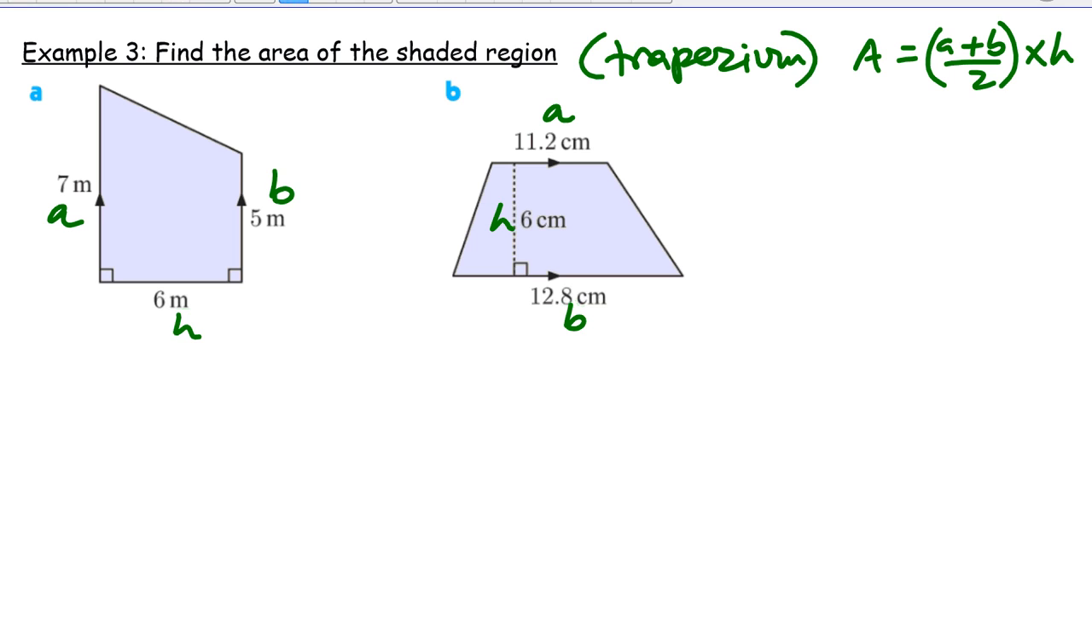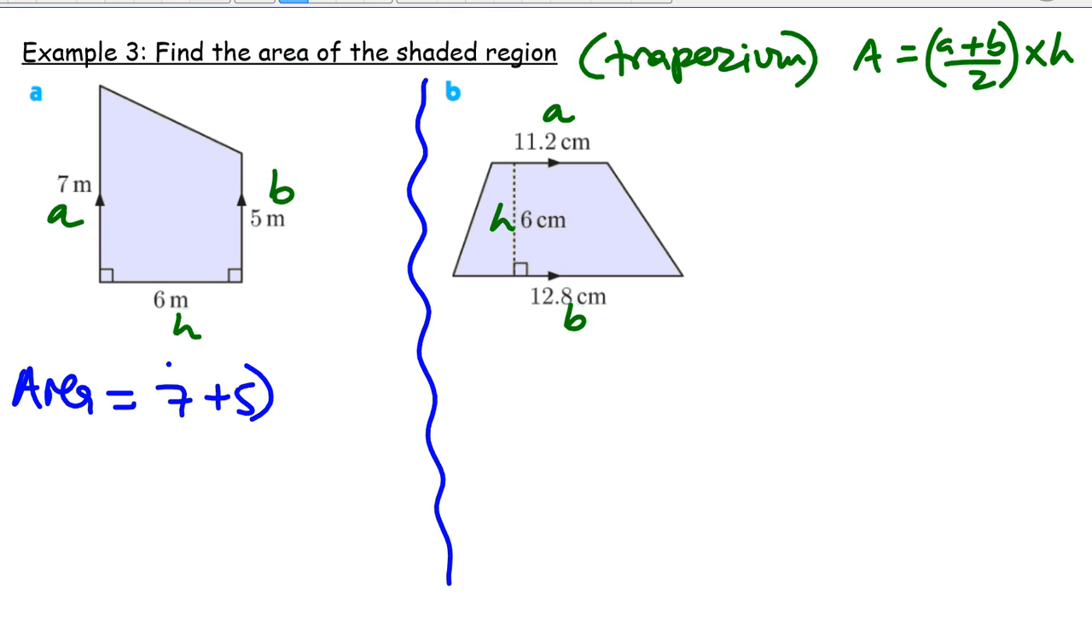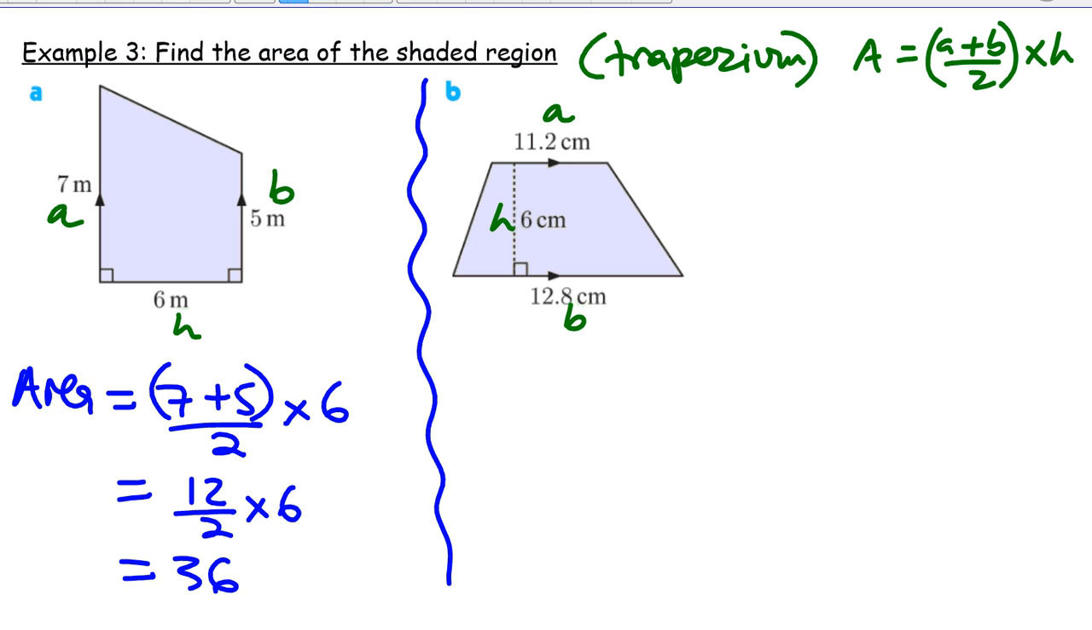So, the area of the first shape will be 7 plus 5 divided by 2 multiplied by 6. So that is 12 divided by 2 multiplied by 6, which will give you 36 meters squared.